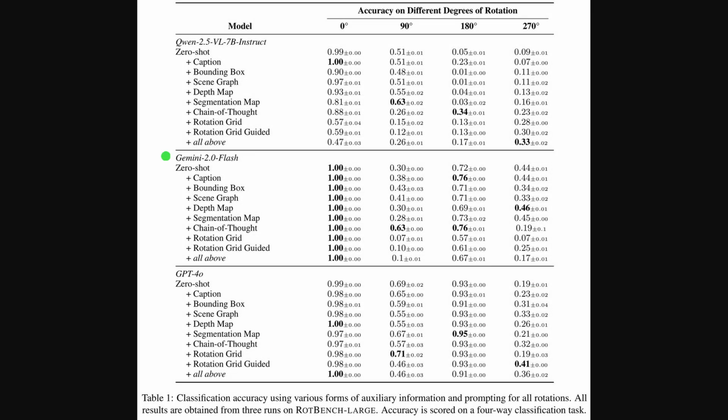Now we are looking at the main results table, which lists accuracy by rotation angle for several setups: 0 shot, chain of thought, and each auxiliary signal. You can see near-perfect scores in the 0-degree column across models, which confirms the right side-up advantage. Moving across, the 180 column is decent for stronger systems, while the 90 and 270 columns remain weak and unstable. The rows with captions, boxes, depth, or segmentation show only small, inconsistent shifts, so no auxiliary input reliably fixes 90 versus 270.